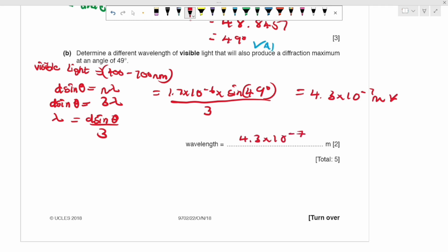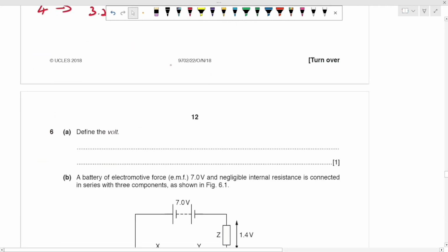You're going to get a different answer. Let's assume I used 4. When I used 4, I got a lambda of 3.20 times 10 to the power of negative 7. And this is way, way less than this answer. So it means that a very small wavelength of 3.2 should be able to diffract and produce the same thing, but only at n equal to 4. That's when it's going to have the same angle of 49 degrees, right?